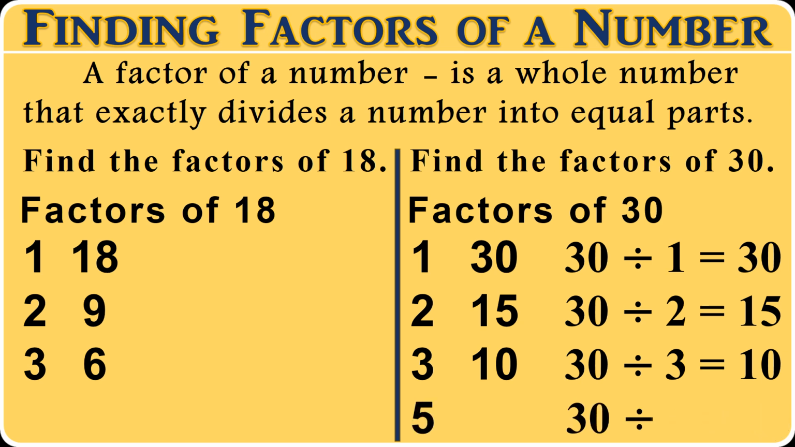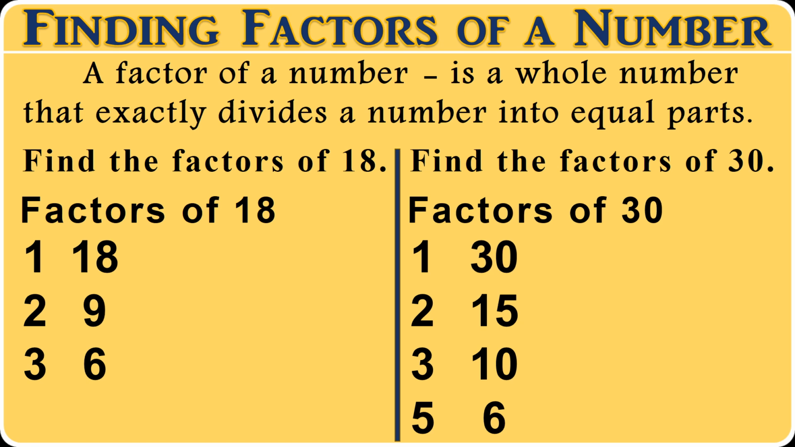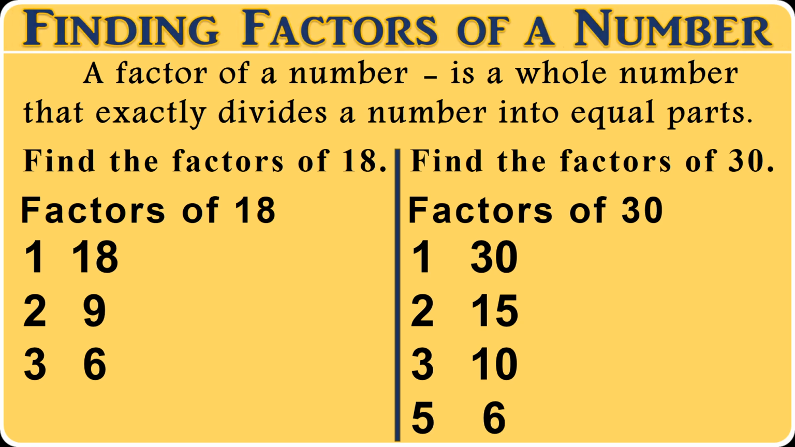Can we divide 30 by 5 with no remainder? Yes, and the answer is 6. Next is 6, but we already have 6 as a factor. Hence, we will stop here now. So the factors of 30 are 1, 30, 2, 15, 3, 10, 5, and 6. Alright? That's it. That's the way on how to find factors of a number.